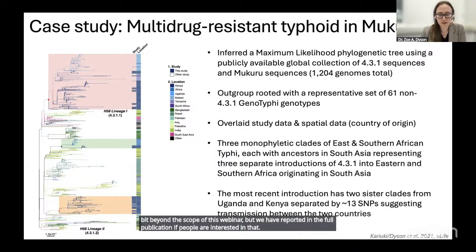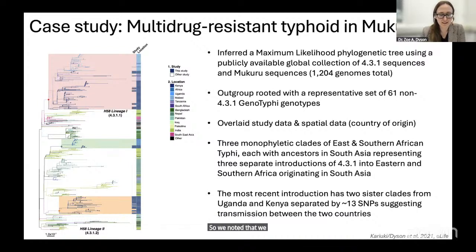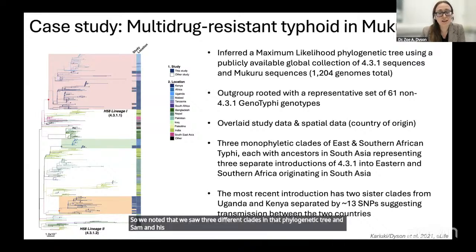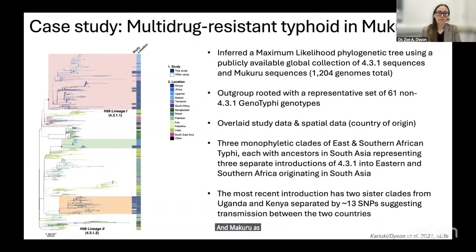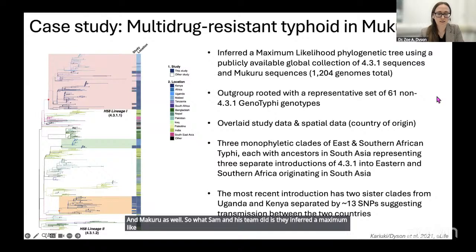So we noted that we saw 3 different clades in that phylogenetic tree, and Sam and his team hypothesized that these might potentially represent 3 different introductions of the pathogen into Kenya and Mukuru as well. So Sam and his team inferred a maximum likelihood phylogenetic tree. Noting that with this particular type of tree, our branches represent substitutions per variable site, so we can think of them as genetic change rather than time as I showed in the previous tree.